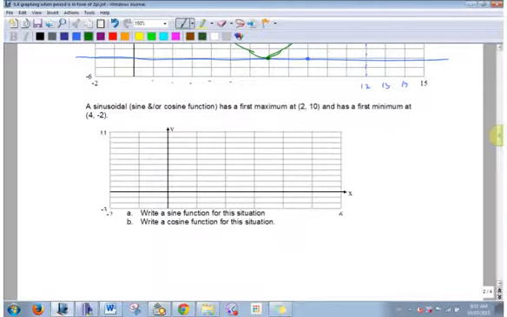All right, got some more to do. A sinusoidal, again, that means sine or cosine. Just because the word sine is in there doesn't mean it's not a cosine. Okay. First max is at 210. Okay, well, how's my grid look? 6, so each one of these is a 1. Okay, starts at 0, 1, 2, 3. So 210, there's 11, so I guess that's a 10. And first minimum's at 4, minus 2. Down there. So maybe that's in my way. I don't want to put those there.